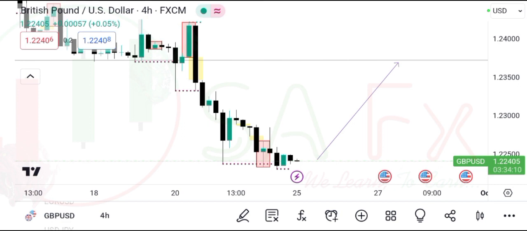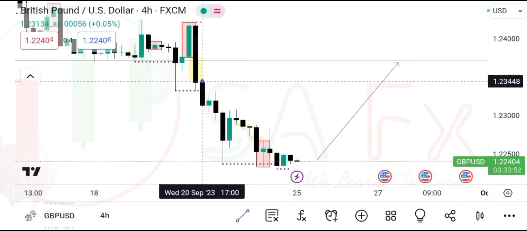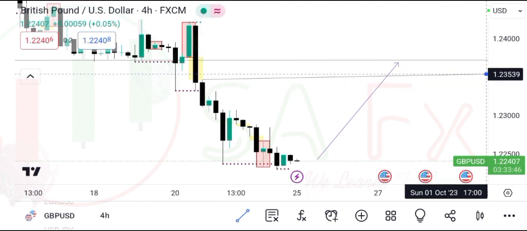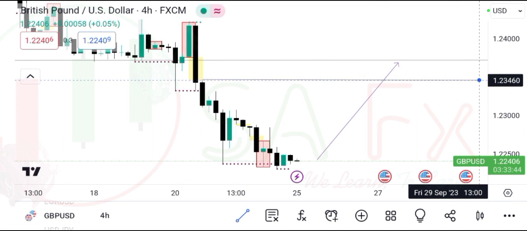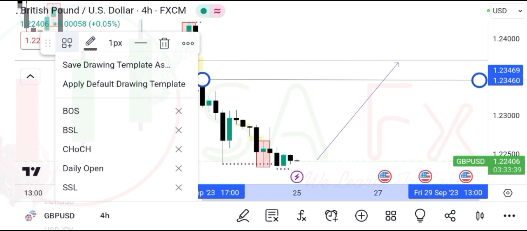Now, it is not just about going in to make money, no, you should understand the draw on liquidity. Now, if I mark it out now, let's see. If I mark this out for us, and just call it, that's definitely fair value gap.